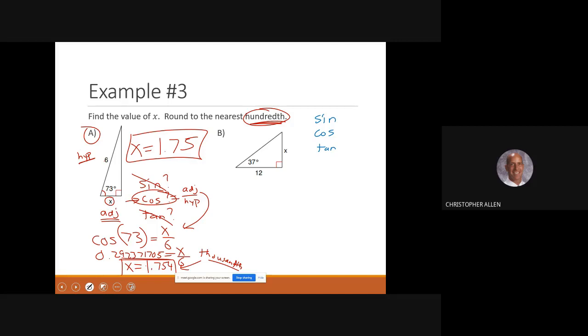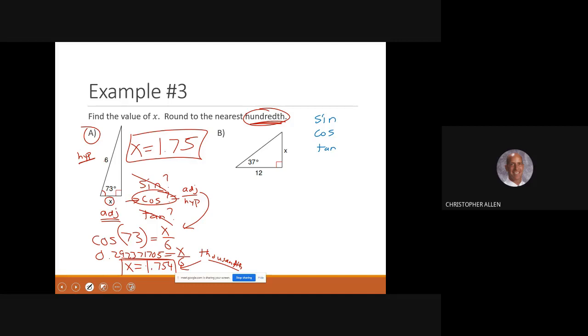Would someone in the virtual part of the class please send a message in the chat about which ratio you think we should use? Sine, cosine, or tangent? Okay, I'm not getting any response from the virtualists. Does anybody here in class want to tell me which of those three you think we should use? Sine, cosine, or tangent?